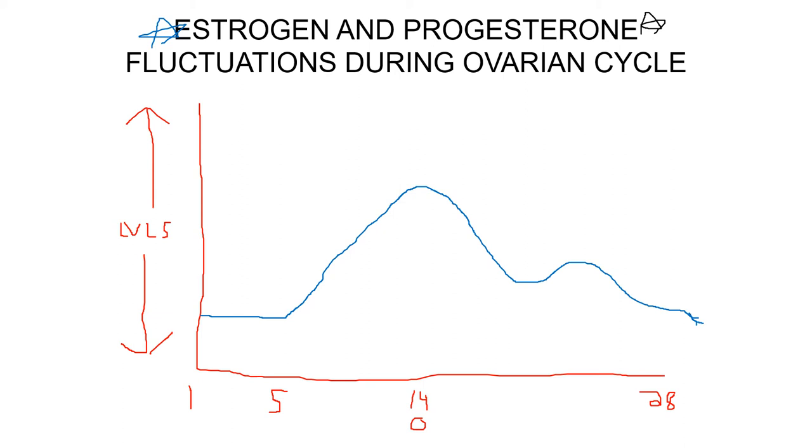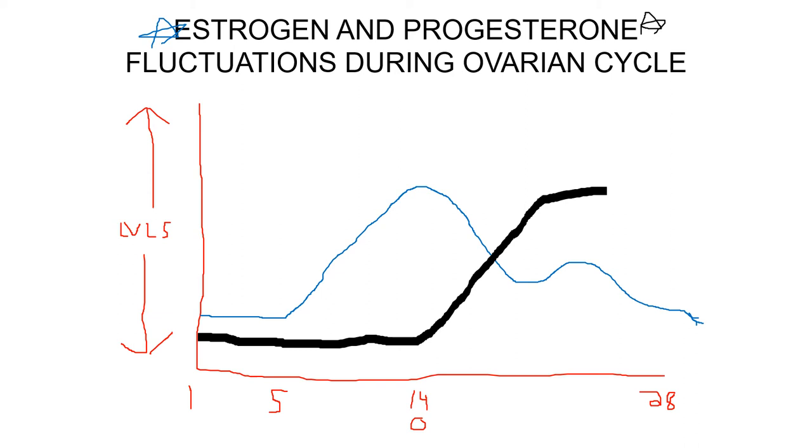Now in black, I'll do progesterone. And progesterone is just a little delayed. Progesterone is basically flatlined, really, really low, all the way until ovulation, and then it gets this huge spike. And then it kind of plateaus. And then we have one or two options here.